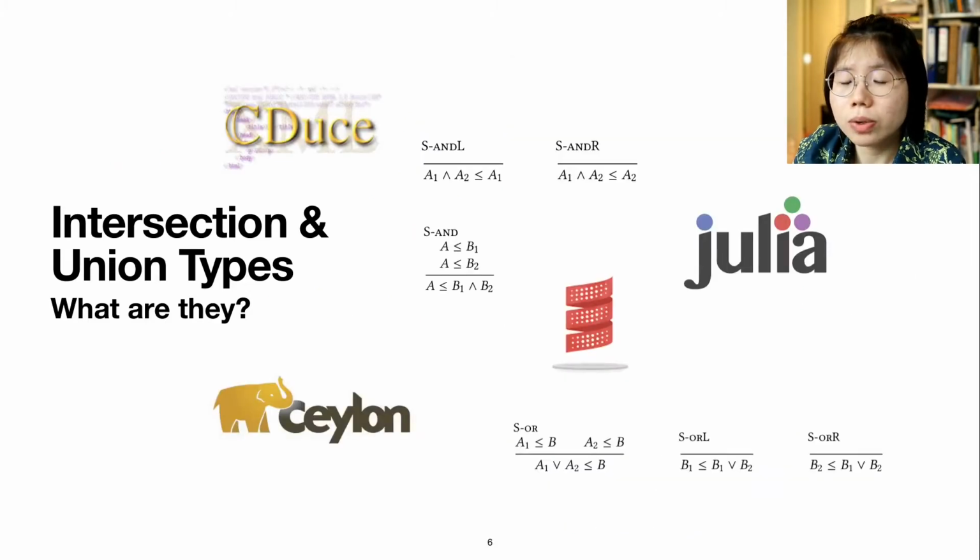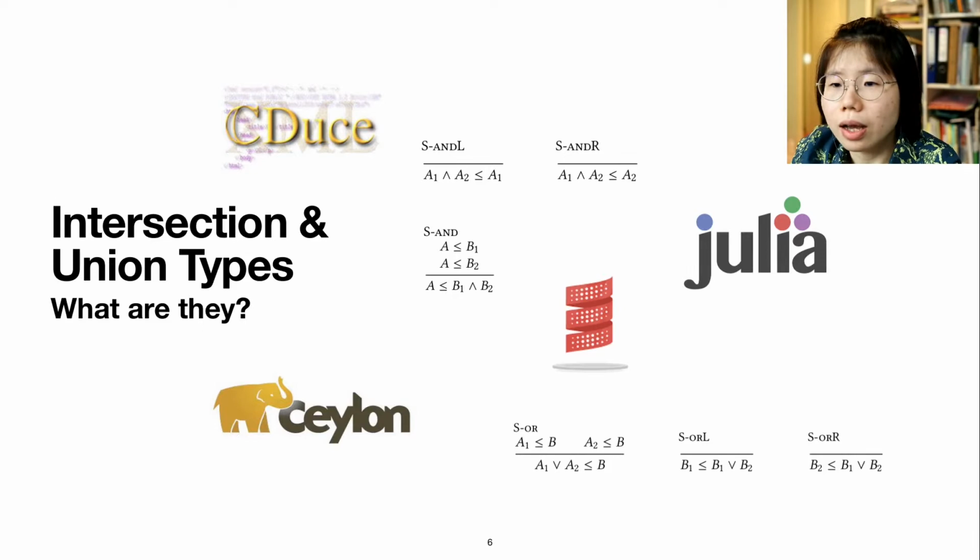So here we show some basic subtyping rules for intersection and union types. The S-and-L rule and the S-and-R rule say that the intersection of two types is a subtype of each component. And the rule S-and says that any common subtype of B1 and B2 is a subtype of B1 intersection B2. In the reverse, for the union type, if A1 is a subtype of B, which means B is a supertype of A1, and B is also a supertype of A2, then B is a supertype of A1 union A2, which itself is a supertype of A1 and A2.